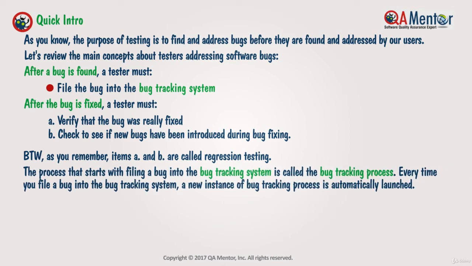The process that starts with filing a bug into the bug tracking system is called the bug tracking process. Every time you file a bug into the bug tracking system, a new instance of the bug tracking process is automatically launched. Here is the plan for this unit.